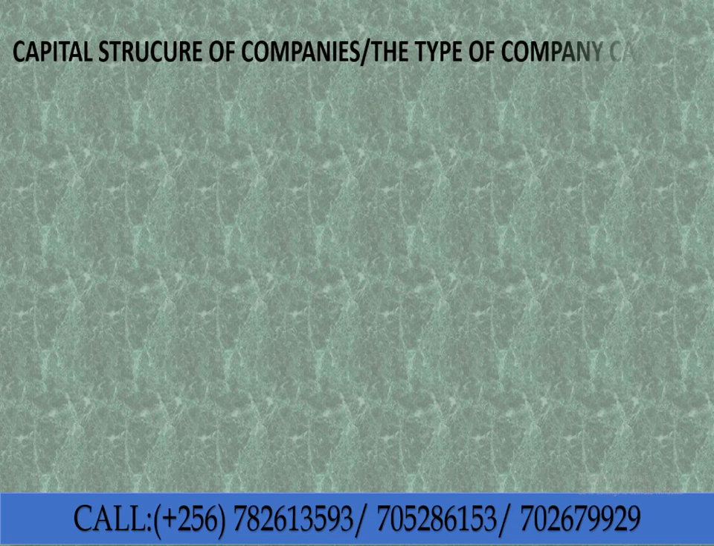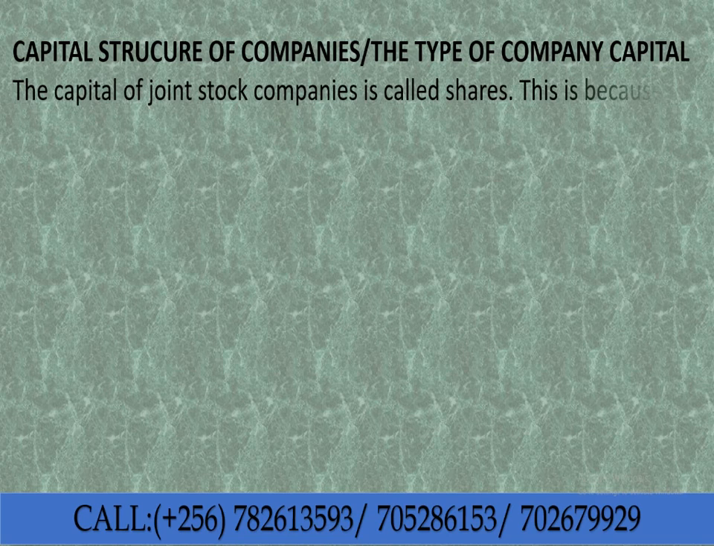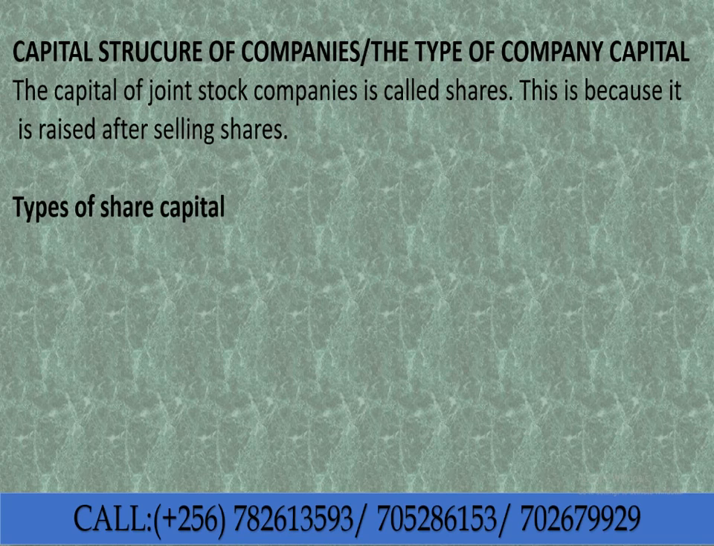So maybe let us briefly talk about the capital structure of companies. This is the type of capital. The capital of joint stock companies is called share capital. So we shall in future ask you what is a share. A share is a unit of capital. That capital is called the share capital because it is raised after selling shares.